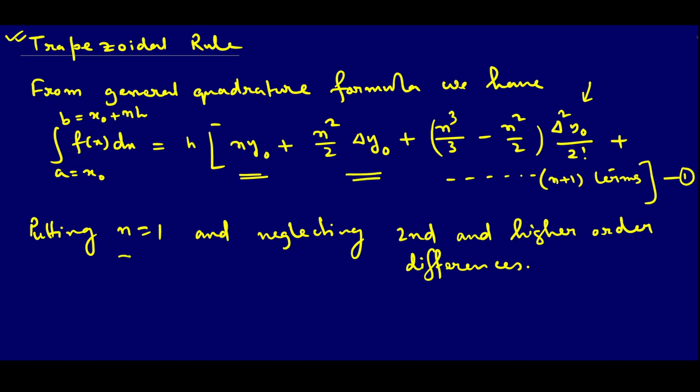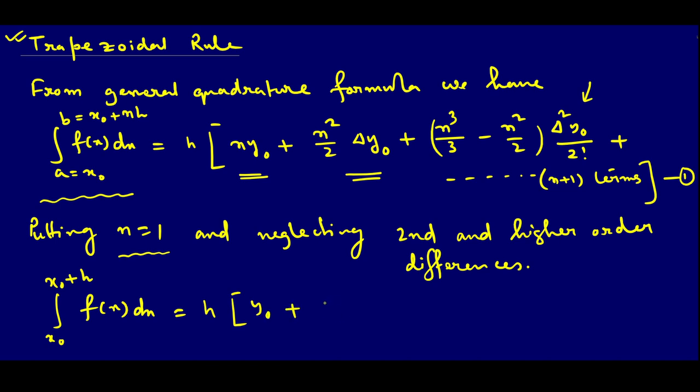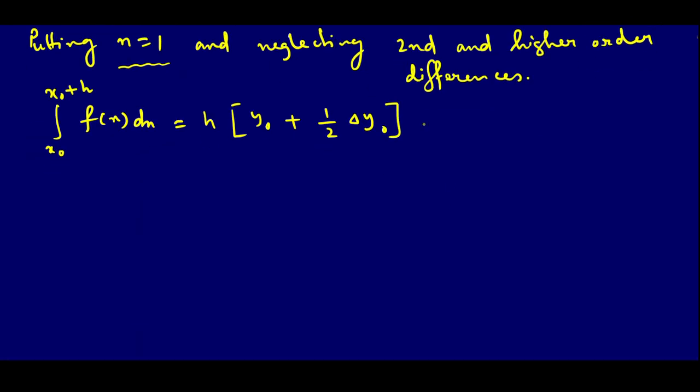See what we get by putting n equals 1. On the left hand side, the integration will be from x0 to x0 plus h. Actually it was x0 plus nh, but here we are putting 1 in place of n, of f of x dx. What is our right hand side? h into the first term, n y0. Since n is 1, it is simply y0. Then n squared by 2 means half into delta y0. Other terms we neglected. So h into y0 plus half into delta y0, where delta y0 is y1 minus y0.